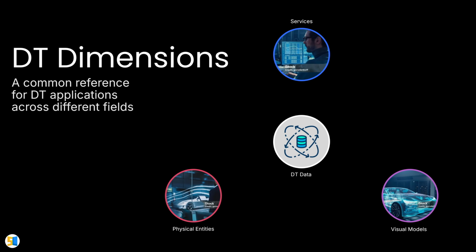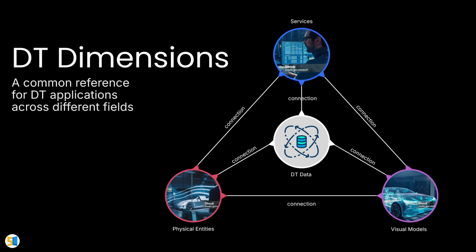DT data. This dimension represents a collection of data which is generated from the other three dimensions. And the last dimension is the connections. This dimension represents the connections between the physical entities, virtual model, services, and digital twin data. This connection enables the four other parts to collaborate. So these DT dimensions are considered to have good practicability and scalability.